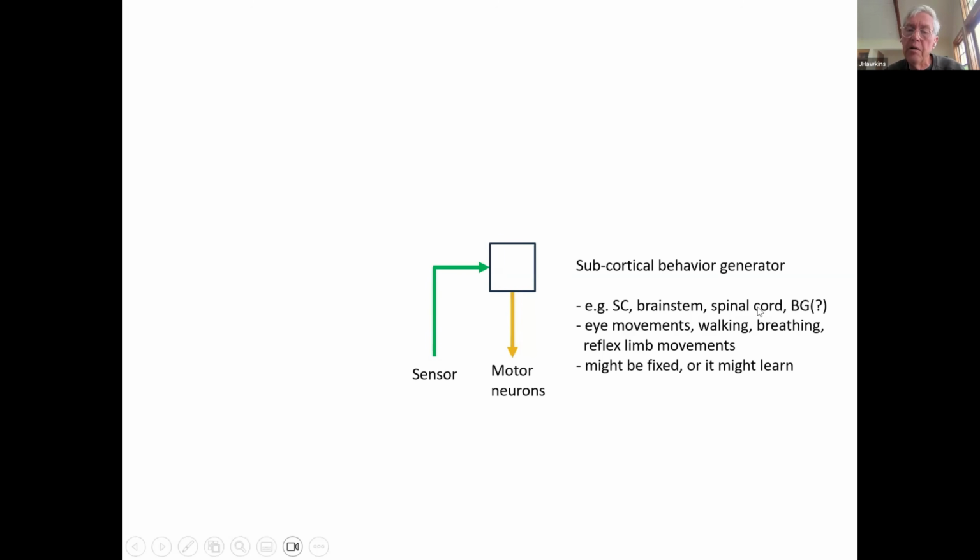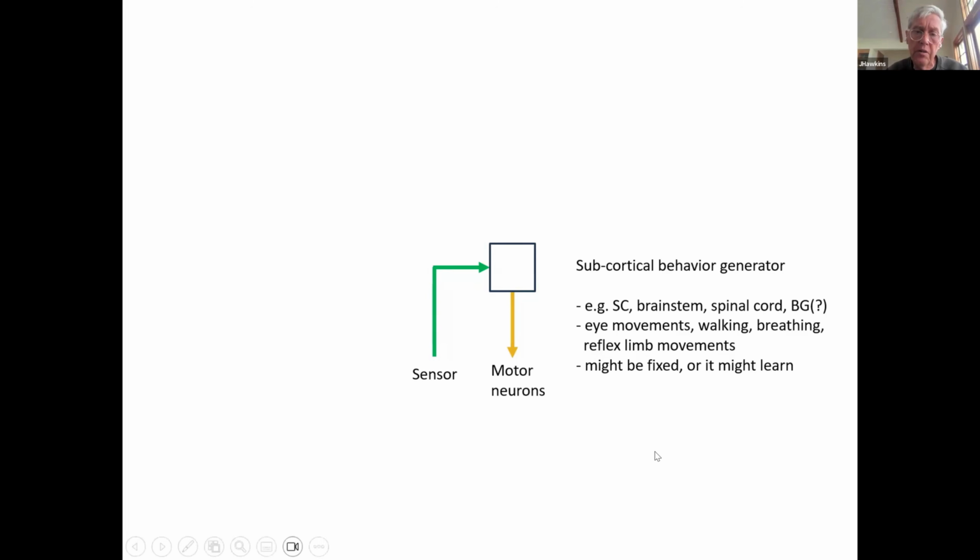The point is, there's a bunch of brain regions that are not cortex that actually control neurons that do things, whether it's breathing, moving your limbs, moving your eyes. So I gave examples of eye movements, walking, breathing, reflex limb movements. These are all subcortical behavior generators. It's important to recognize that sometimes these things are fixed, like a reflex reaction, but they can also learn the general rules. So when we talk about the cortex interacting with these, we can't assume that this is some fixed motor system that doesn't change over time. Generally, they do change. They can still be reflexive, but they change as your body size changes, trauma, injury, and so on. Okay, so that's what a subcortical generator is.